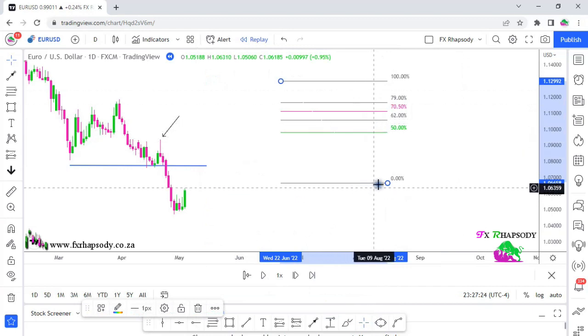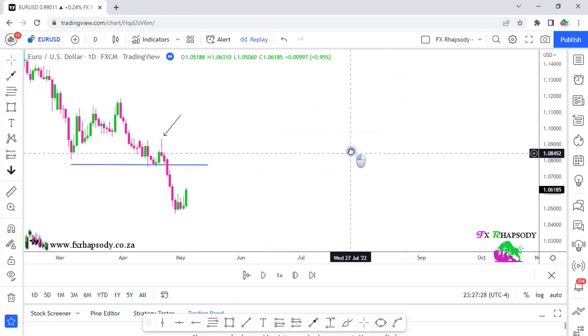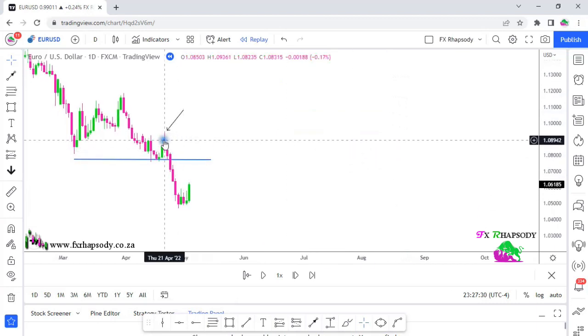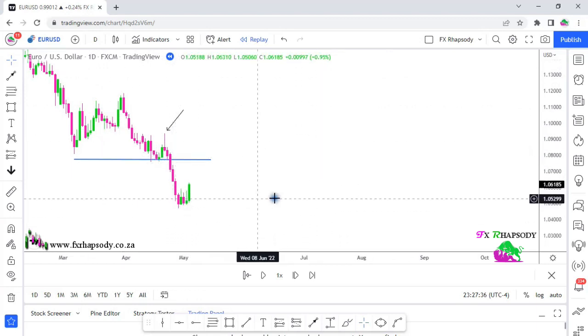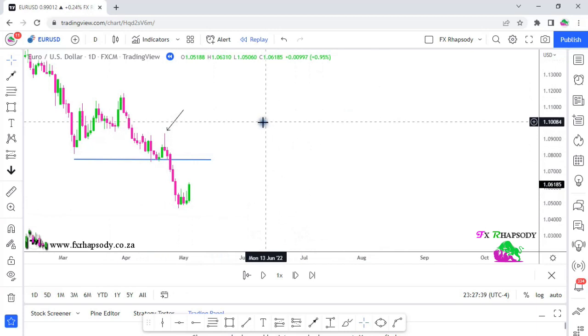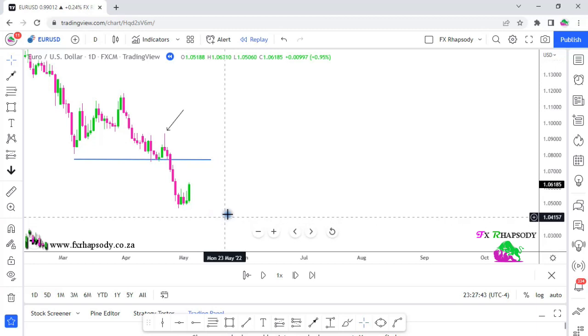Okay, so like I said, we need a swing high, because now price is obviously moving downwards. So you need a swing high, you need a swing low. If price goes upwards, same scenario. We're looking at a downwards movement, but it is exactly the same for the upwards movement.